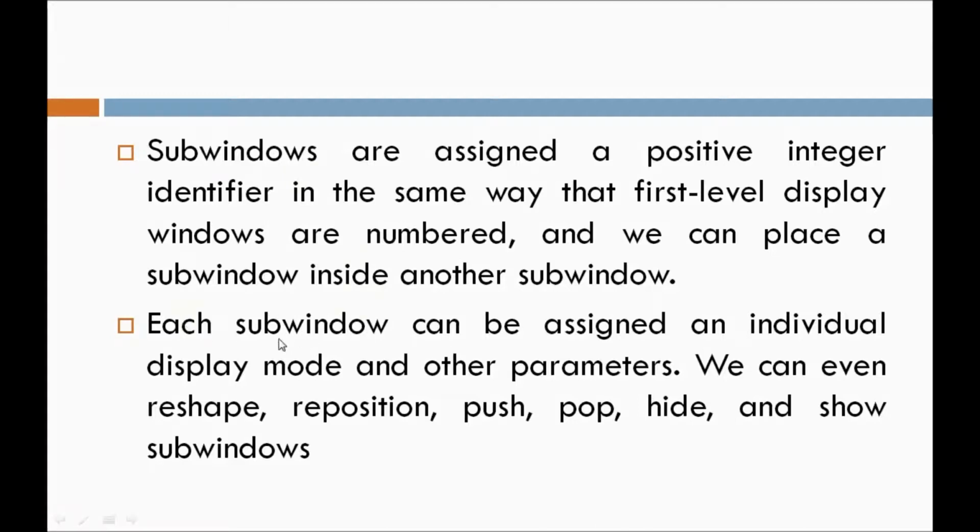And one more important thing: how do you assign the display mode for the main window? In the same way, for a sub window also you can assign a display mode, that is RGB mode or those other modes. In the same way as the main window, you can reposition the sub window, reshape it, pop it, push it, and show it. Whatever operations you use for the main window, all those operations can be used for sub windows also.